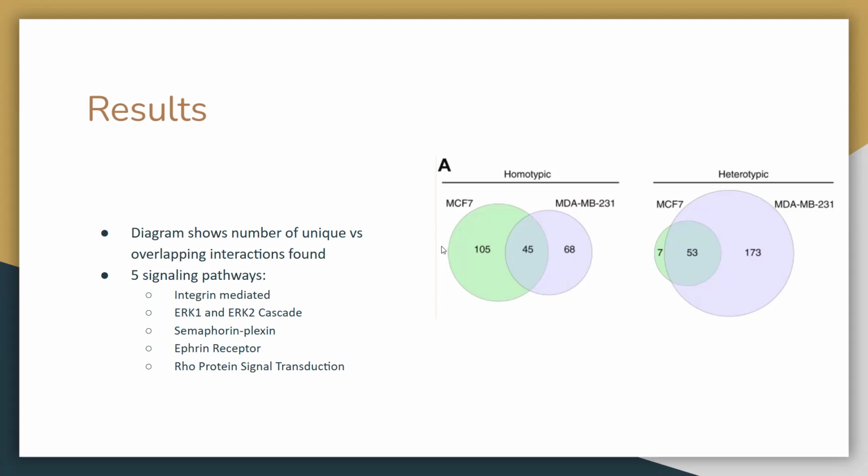So overall, the net result was that they were able to categorize the complete active sites of two different breast cancer cells in two different homotypic and heterotypic environments and create a model of how these cells actually interact with each other and with the cells around them.